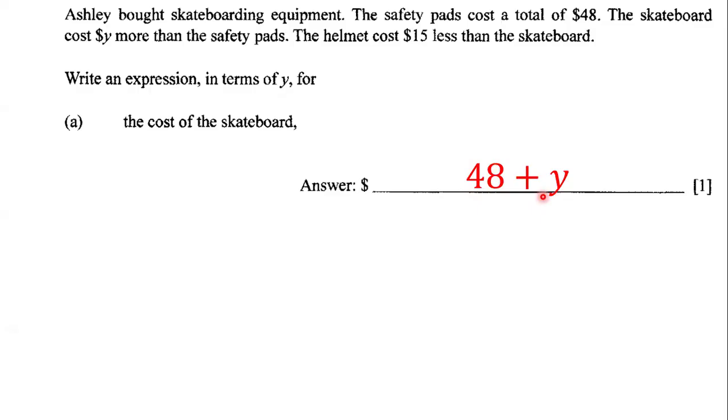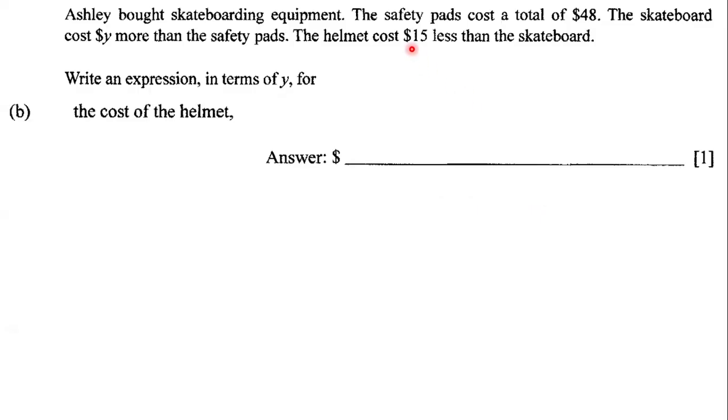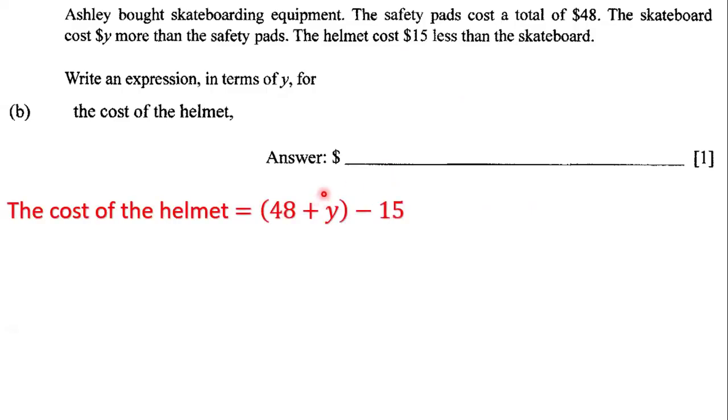Right? So if we want $15 less than the skateboard, what do we have to do? We have to subtract. So we take the skateboard, which is 48 plus y, and subtract what? 15. All right. So we say 48 minus 15. And what is 48 minus 15? That gives us 33 plus y. So the answer is 33 plus y, right? Does that make sense, how I got 33 plus y?